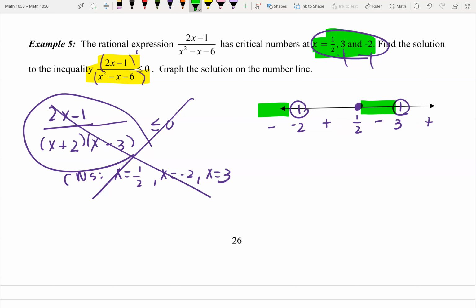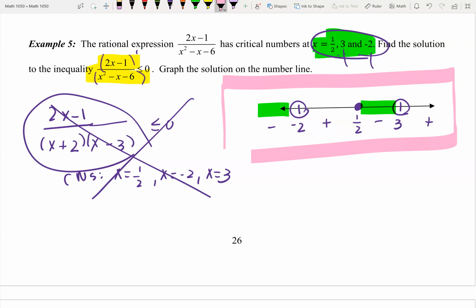Now look what they said: graph it on a number line. Guess what? Your number line is your answer. So that's it. Don't write it in interval form if they don't ask you. But if it just says solve, you have to go all the way and write it. If it just says graph it, you're done. If you did write it in interval form, it's -infinity, -2 with the parenthesis, union, bracket, 1/2 with the bracket, to 3 with the parenthesis, and that's how you write it in interval form.